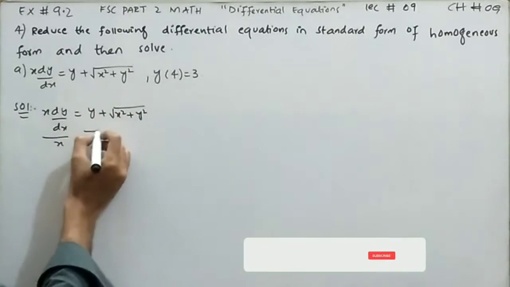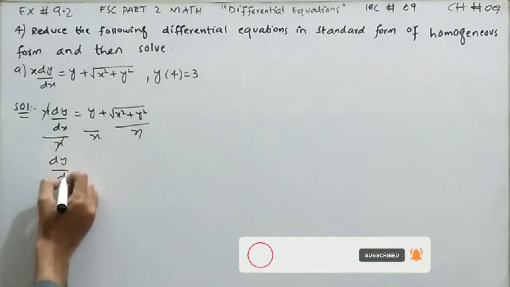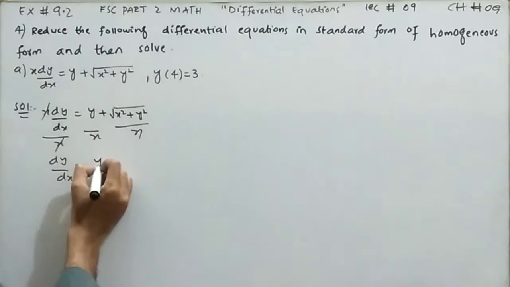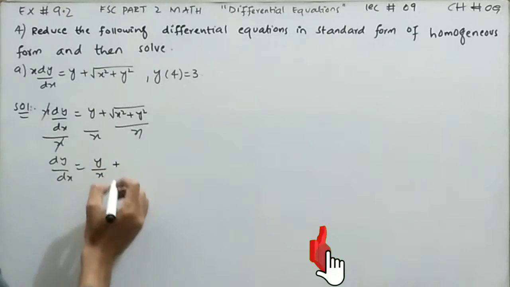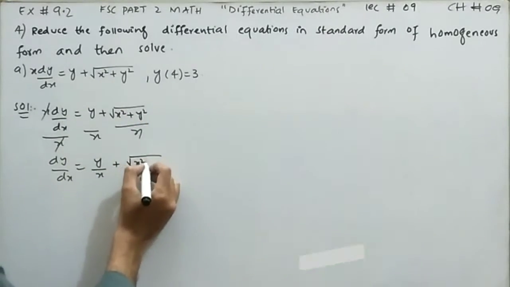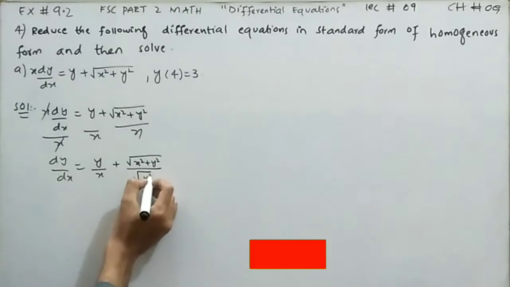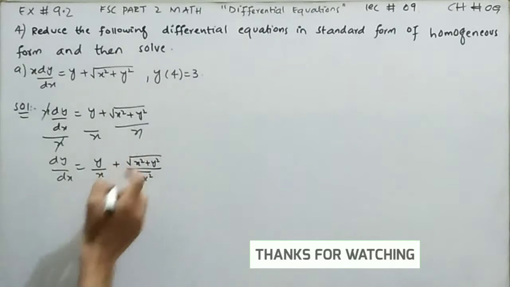Divide both sides by x. Over here x cancels with x, and we are left with dy by dx is equal to y by x plus, over here, it can be written as the square root of x square plus y square, divided by x. This x can be written as under root x square, because the square cancels with the root, and we are again left with x.